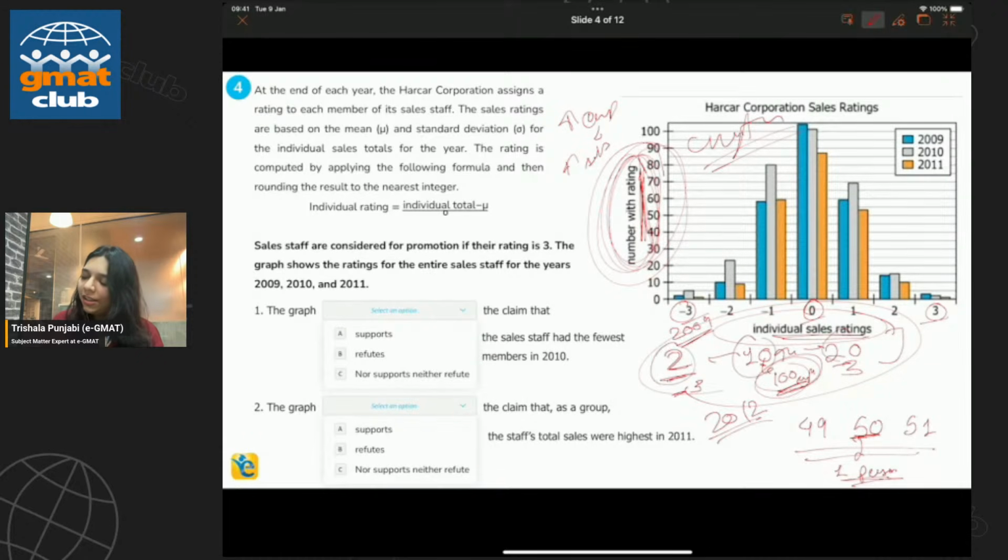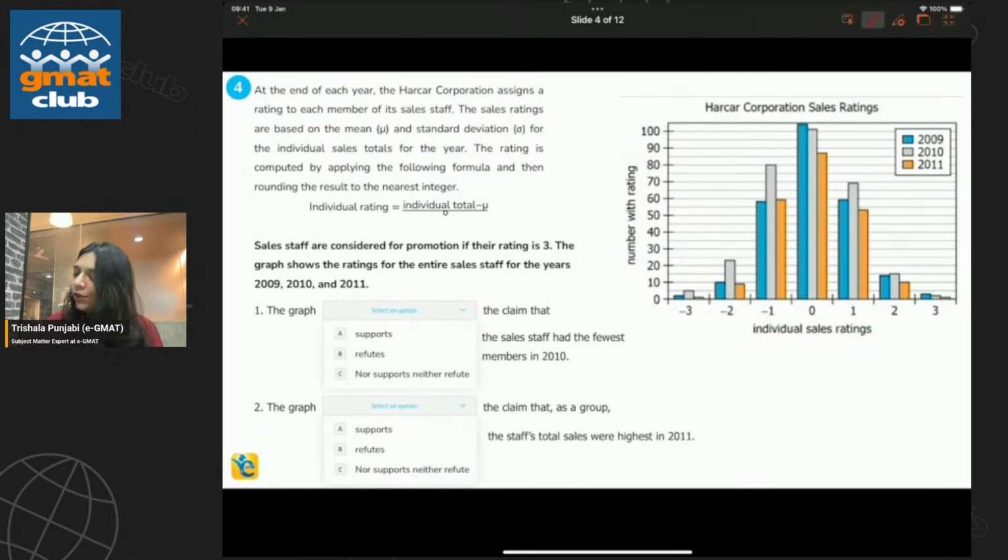2, 10, 20. Just because you are far, it doesn't mean that sales are higher. Here it's narrow, 49 to 51. But that doesn't mean that the sales are low. So is the x-axis telling us anything about the number of sales? Is it telling us anything about the number of sales?